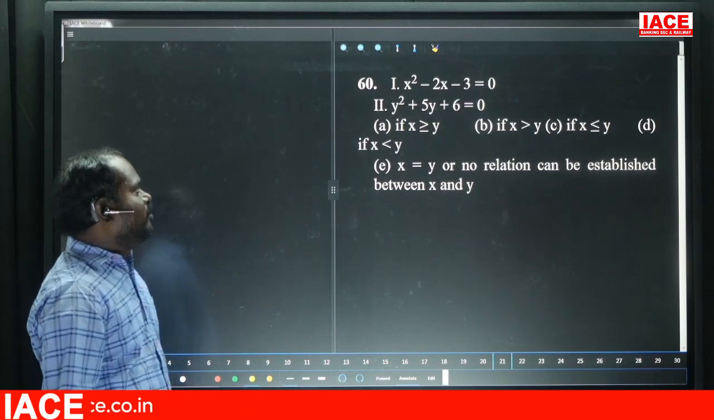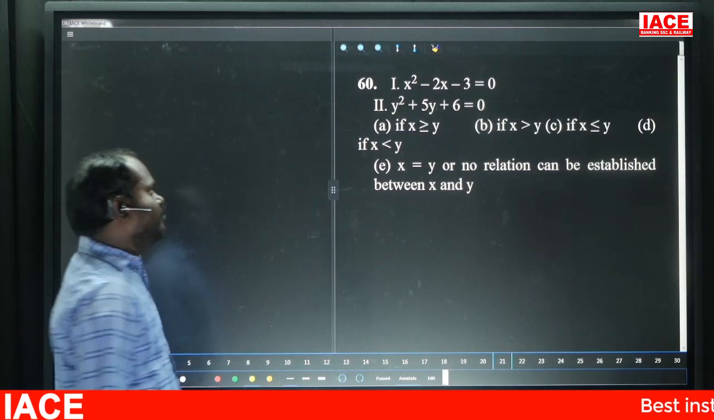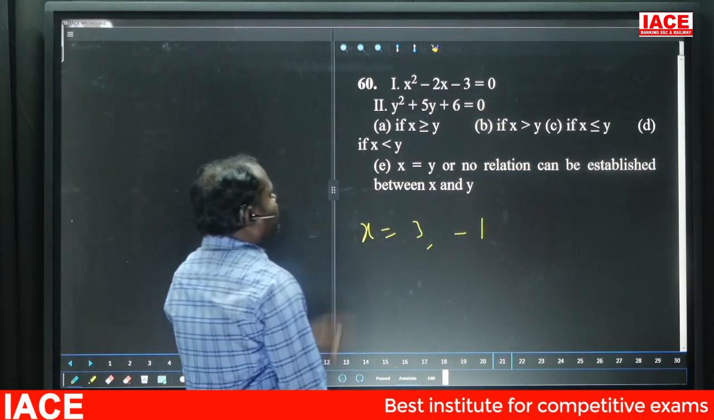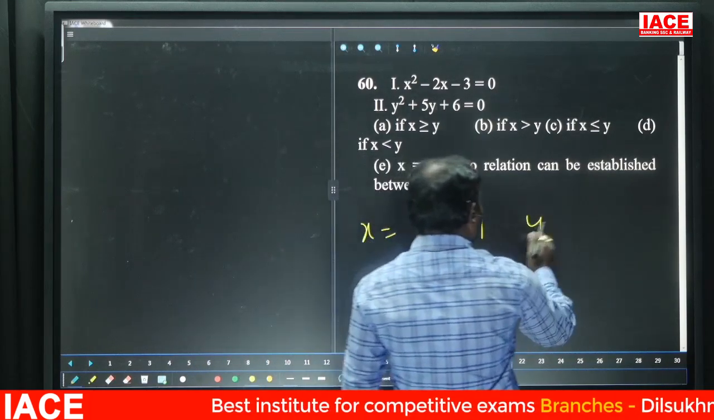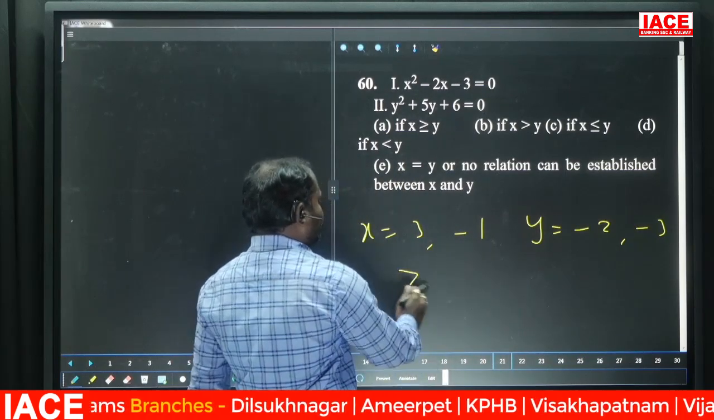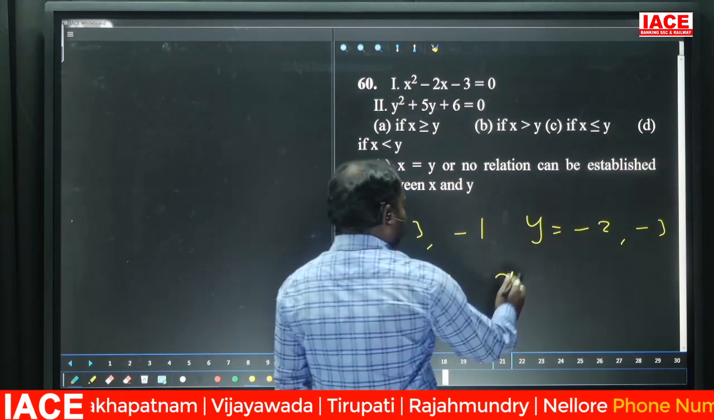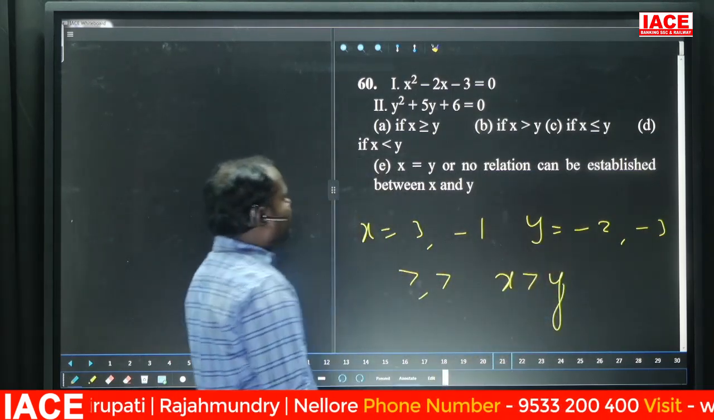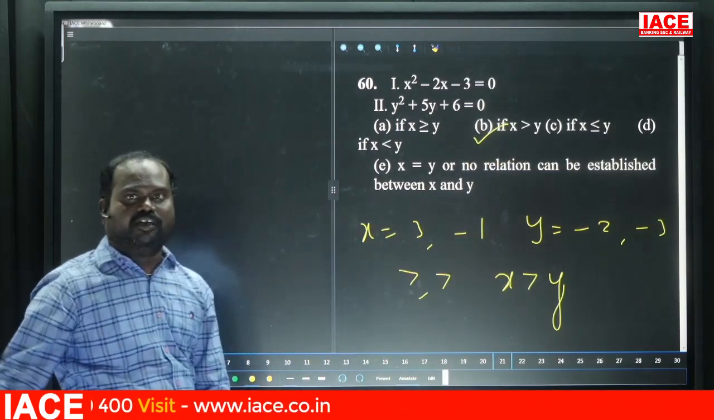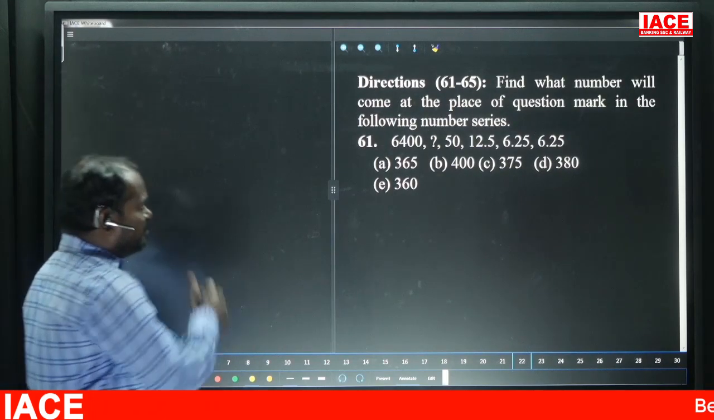X square minus 2x minus 3 equals 0. Minus 3 and 1 are 3, minus 3 plus 1, means the answers are 3 and minus 1. For y: 2 threes are 6, minus 2 minus 3, so minus 2 and minus 3. 3 compared to both is greater only. Minus 1 also compared to both is greater. So x is greater than y, nothing but option B. Option B. Right. Next. 61 to 65, number series.